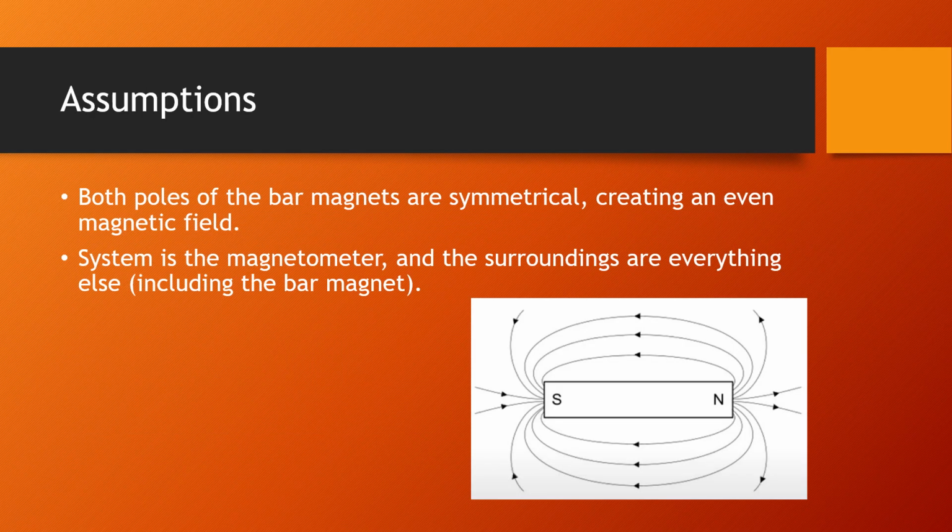So we're going to assume that both poles of the bar magnet are symmetrical, creating an even magnetic field, like no damage, no alteration, nothing like that. It should be symmetrical. And the system is going to be our magnetometer, and the surroundings are everything else, including the bar magnet.